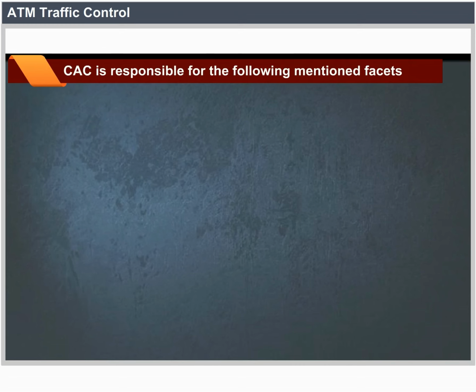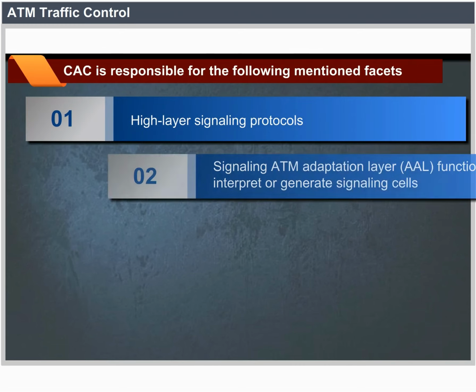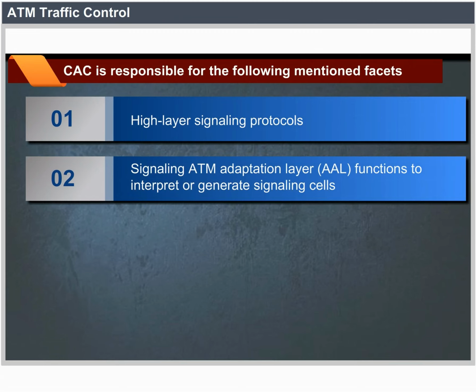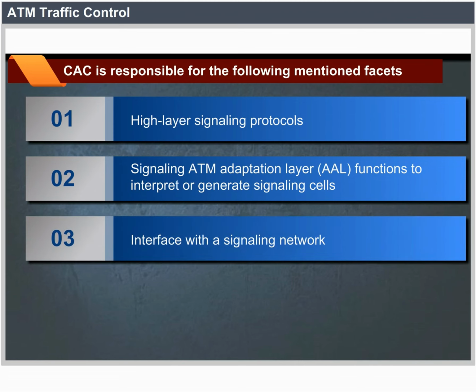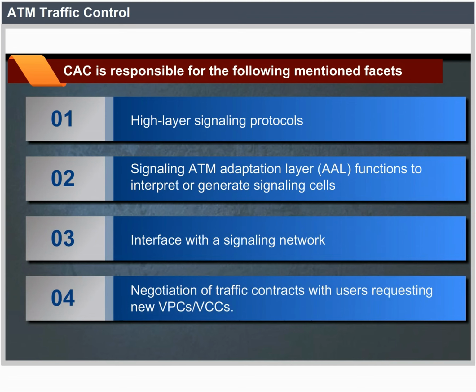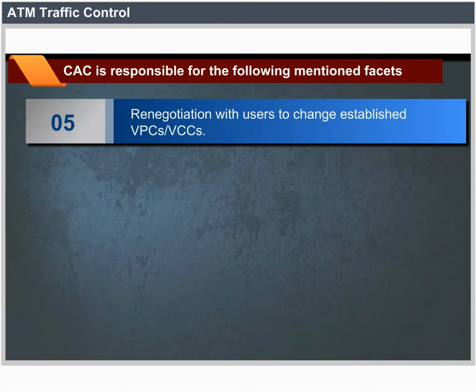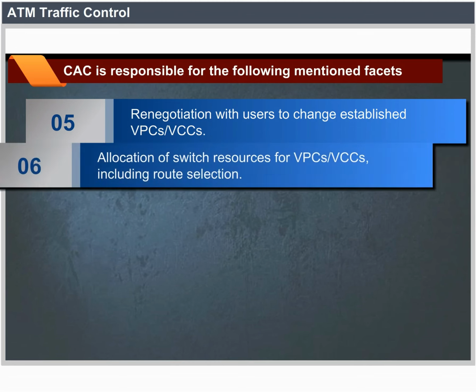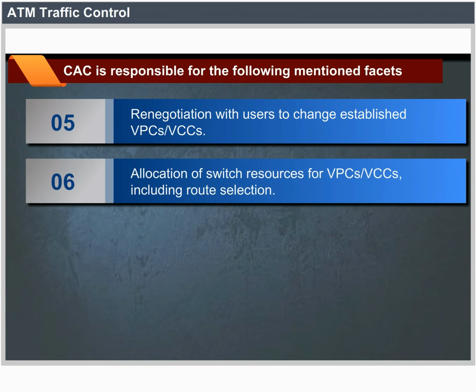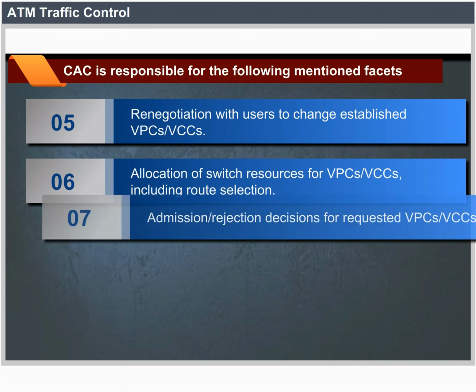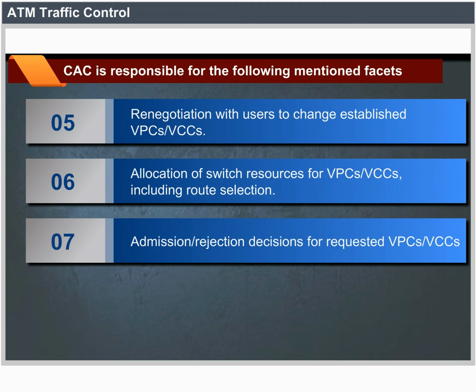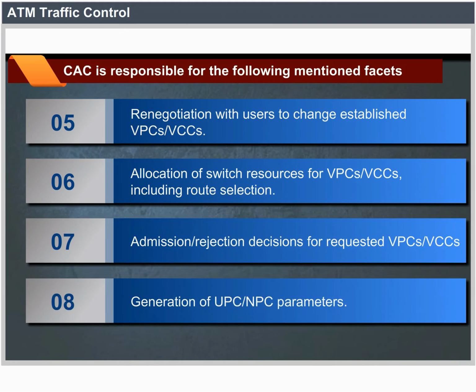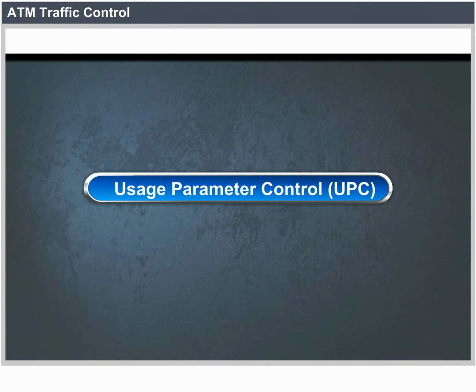CAC is responsible for higher layer signaling protocols, signaling ATM adaptation layer (AAL) functions to interpret or generate signaling cells, interface with the signaling network, negotiation of traffic contracts with users requesting new VPCs or VCCs, renegotiation with users to change established VPCs and VCCs, allocation of switch resources for VPCs and VCCs, including route selections, admission rejection decisions for requested VPCs and VCCs, and generation of UPC and NPC parameters, usage parameter control, UPC.